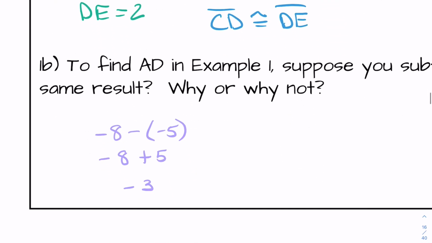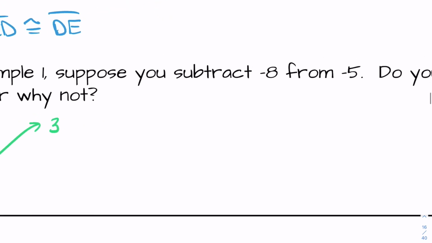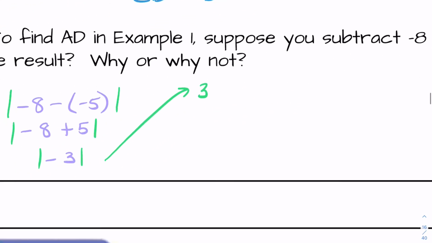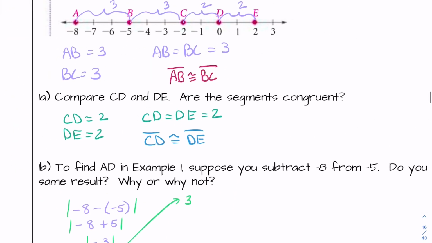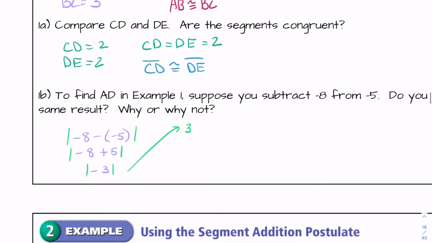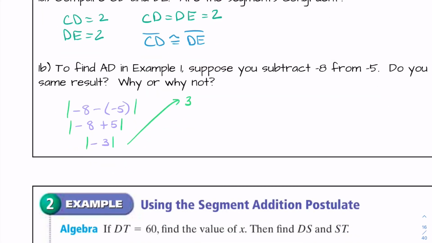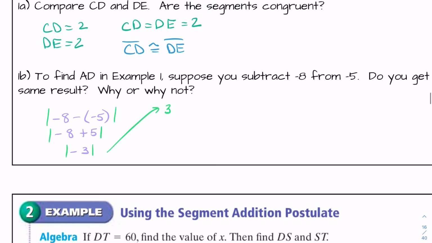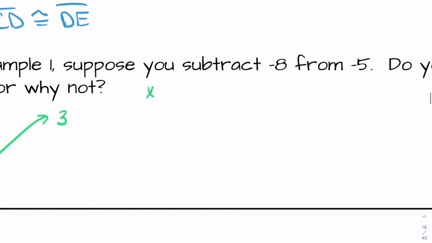So what I had to do with this one is be sure that I include absolute value, and that's why we did this for our warm-up, because now I can say the absolute value of -3 is a positive 3. And so the answer to this is yes. Do you get the same result? And I do. I get 3. All right. I'll just put a little note here. Distance is positive.